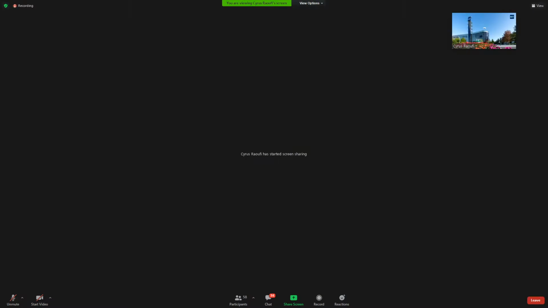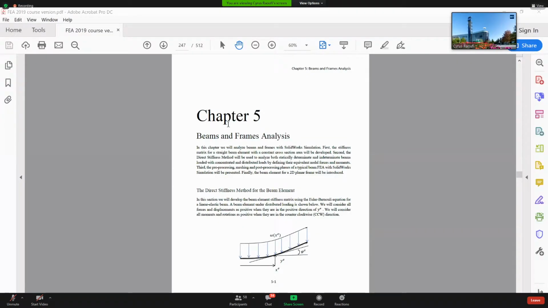There you go. Chapter 5. In chapter 5, we are going to look at a different structure, which is frame analysis and beam analysis. You may say that we had beam analysis in chapter 4.